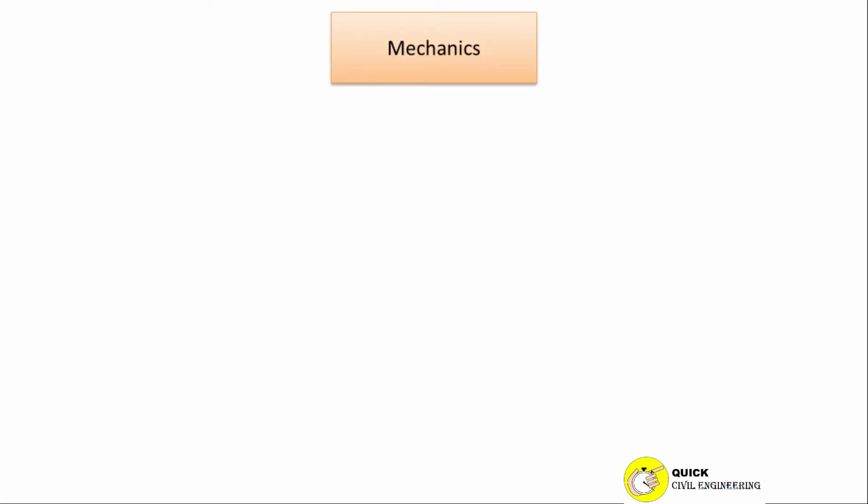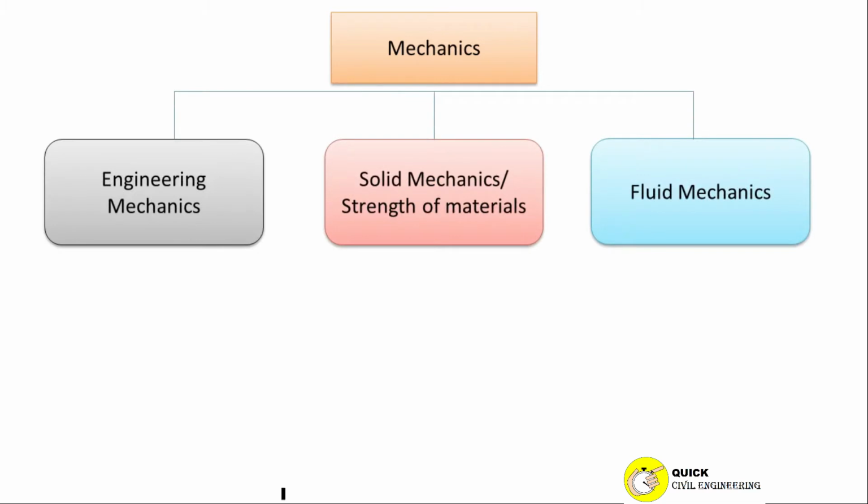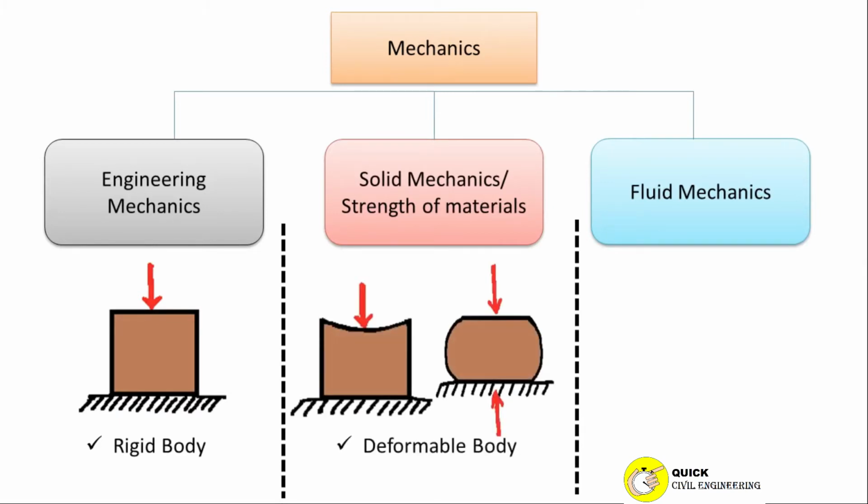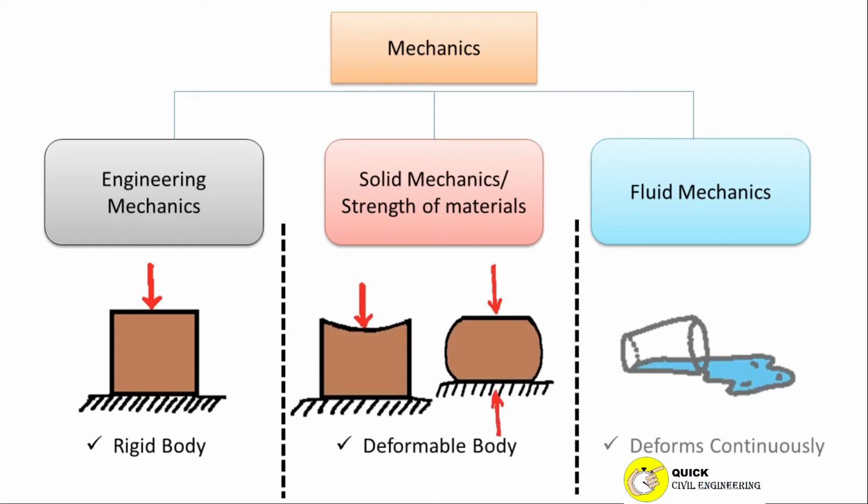With respect to civil engineering and mechanical engineering applications, if we classify mechanics, we get engineering mechanics, solid mechanics or strength of materials, and fluid mechanics. In engineering mechanics, generally we consider the body as rigid and we see the external effects on the rigid body. In solid mechanics or strength of materials, we consider the body as deformable because it can deform, and we see the internal effects as well. In fluid mechanics, we deal with those elements which deform continuously. So in strength of materials or solid mechanics, we'll be understanding the behavior of materials in different types of systems.